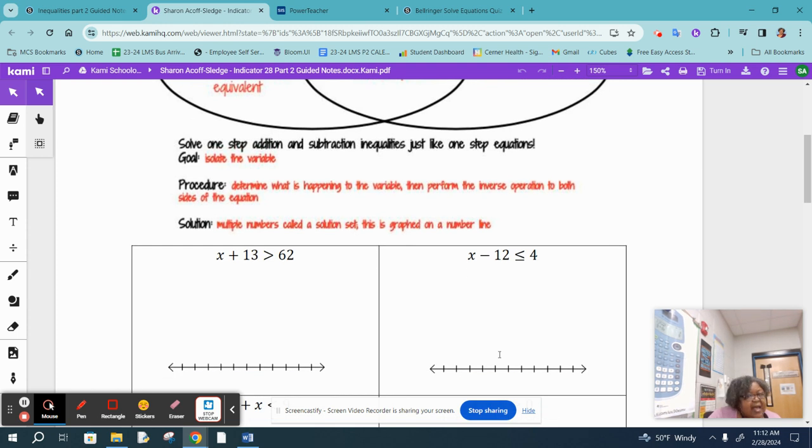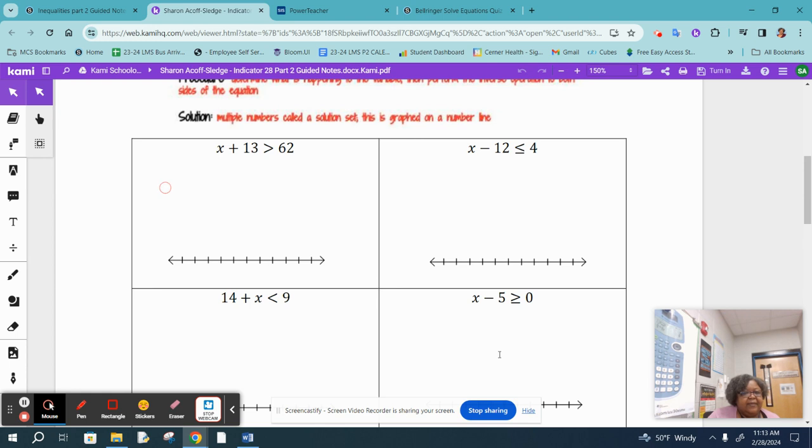So same steps as equations. Isolate your variable, determine what's happening to the variable, and then perform inverse operations, and then we're going to graph it. So I'm going to show you these. I write, you write. Okay?